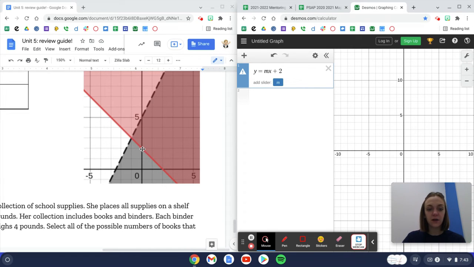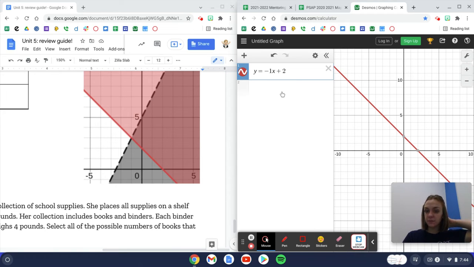So if I'm starting here, I go down 1 over 1. So I'm dropping 1, going over 1. So I'm going down -1, and then I'm going over 1, which is just a -1 for my slope. Negative x plus 2 is the equation of this line.